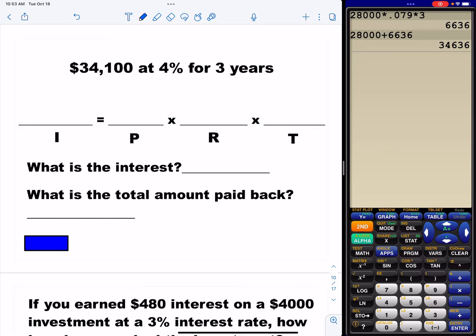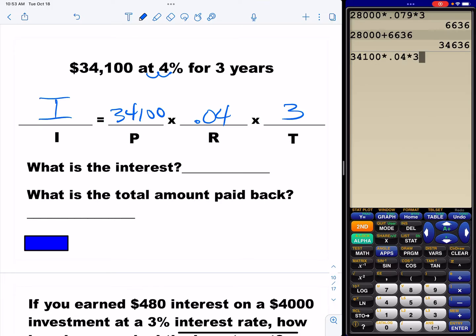Okay, so in this one right here, we're doing the same thing. Again, it's asking what is interest. So interest is what's missing. Okay, so my $34,100 in this problem is going to go for our principal amount. There's a 4% interest rate, so you're going to find the decimal, which is right behind the 4, move the decimal over 2 places. So in the problem, I'm going to write it as 0.04, and our time is 3 years. So again, we'll type this into our calculator.